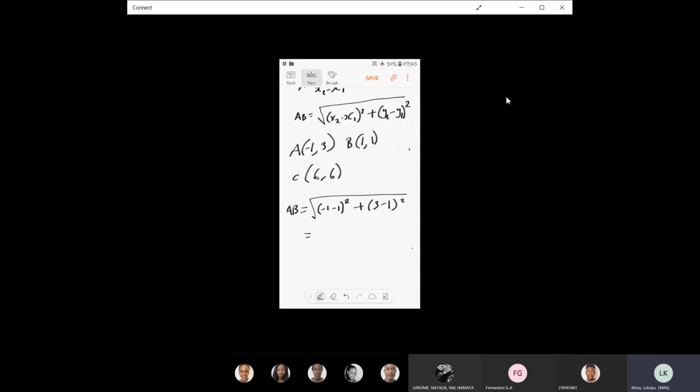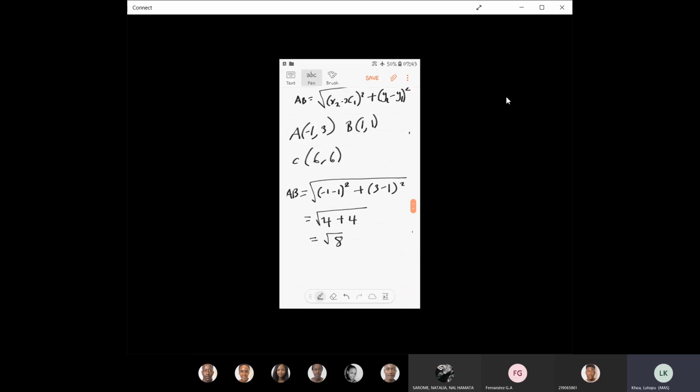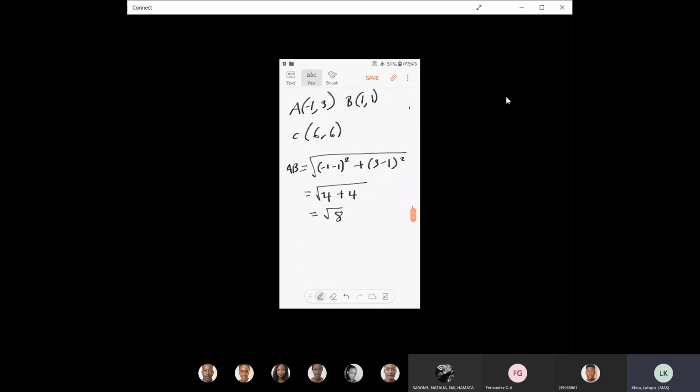Negative 2 squared is equal to 4. So I have 4. And then 3 minus 1, that is 2. And then 2 squared is also equal to 4. So I have 4. Okay, then this is equal to the square root of 8. So we can leave it like that.